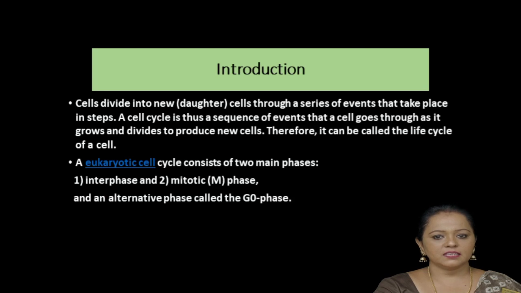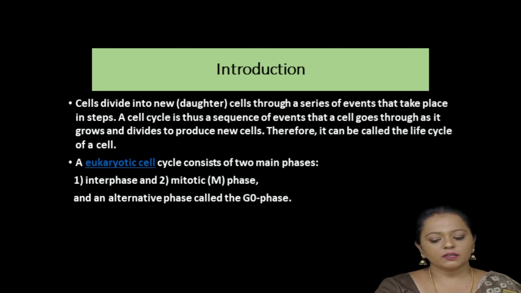The cell cycle is a process which takes place right from bacteria to humans, plants, etc. Coming to the definition, cells divide into two daughter cells through a series of events that take place in steps. A cell cycle is thus a sequence of events that a cell goes through as it grows and divides to produce new cells. Therefore, it can also be called the life cycle of a cell.